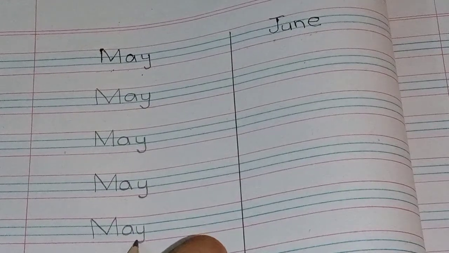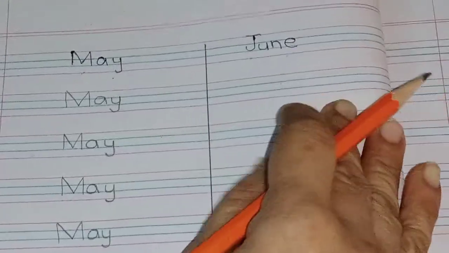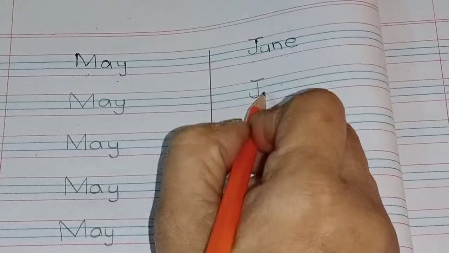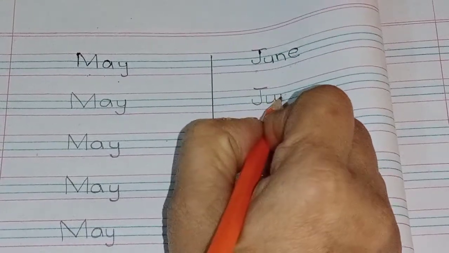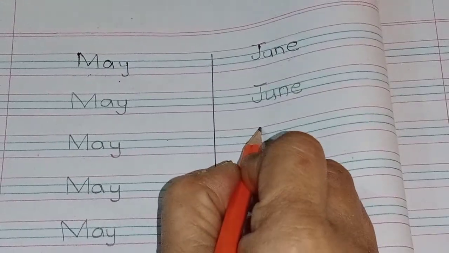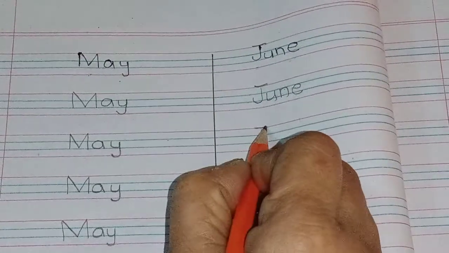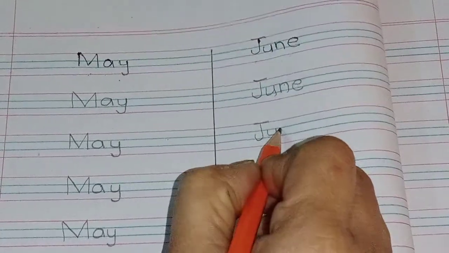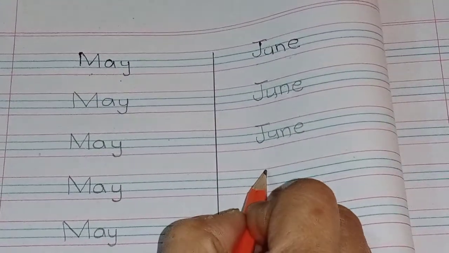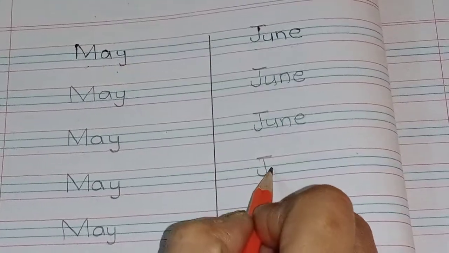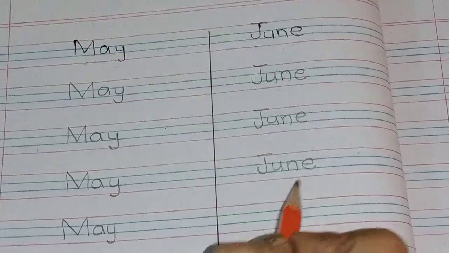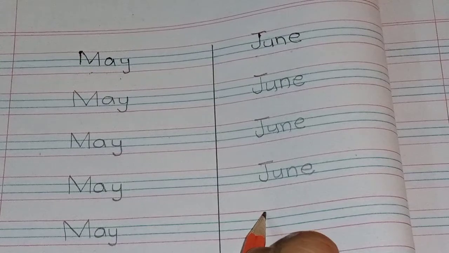M-A-Y, May. Now children, you will write here the spelling of June. And the spelling of June is J-U-N-E, June. Write it again. J-U-N-E, June. Write it again.